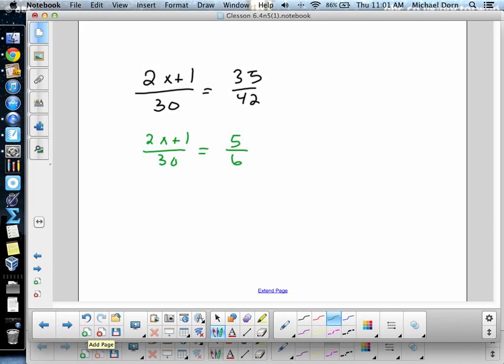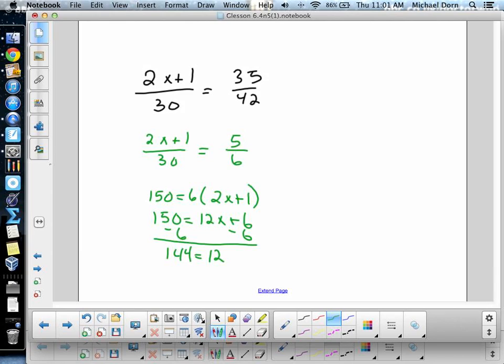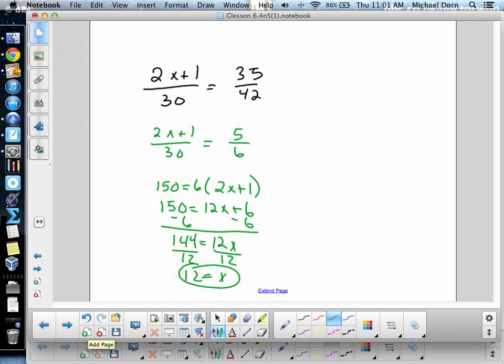I also can't cancel the 5 and the 6 here. I'm going to multiply them, not cancel them. We reduce on one side by itself. We can cross-multiply. So 5 times 30, or 150, equals 6 times 2x plus 1. And we're going to have to distribute. We've got some algebra work here to do. We subtract our 6. Get 144. Get 12x. Divide by 12. I get x is 12. So we get x is 12, and that's it. We're set. So again, it's some algebra work. You have to be competent with our algebra, but for the most part, it goes pretty smoothly.